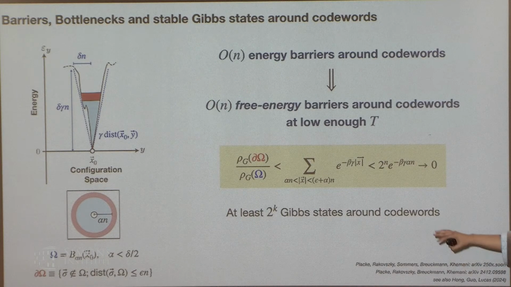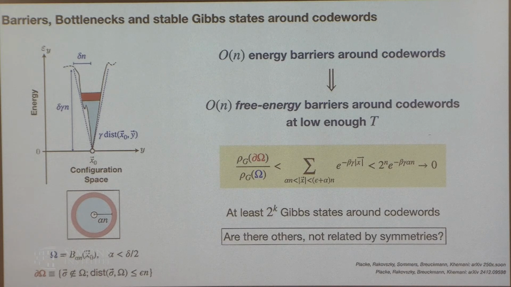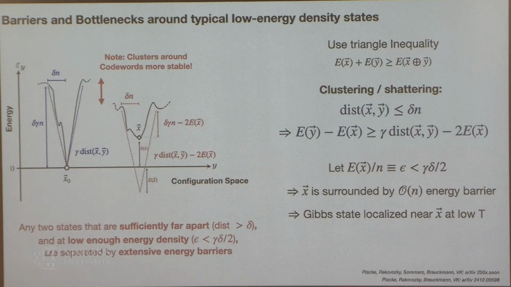So using this, you can define at least 2 to the k Gibbs states around these different code words. But you can ask, what are there others at finite energy densities not related by symmetries? Again, it turns out there's a very, very simple argument. It's just an application of the triangle inequality. It's 3 lines of algebra.